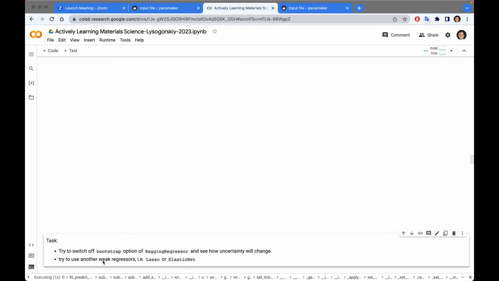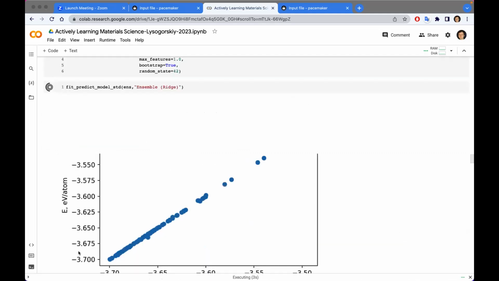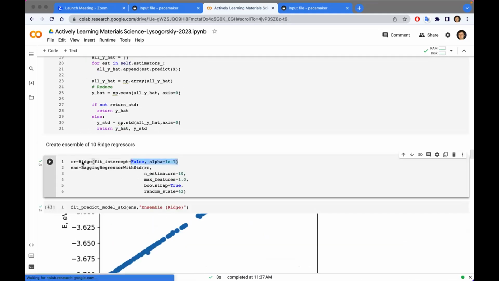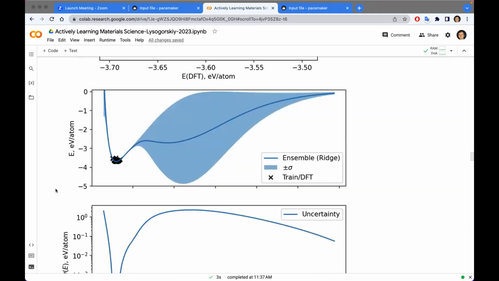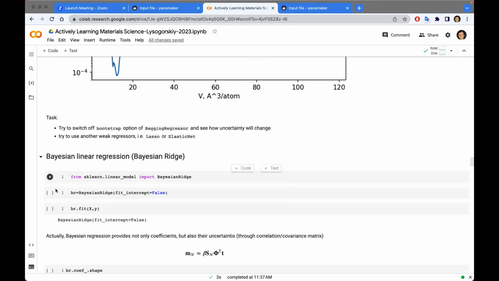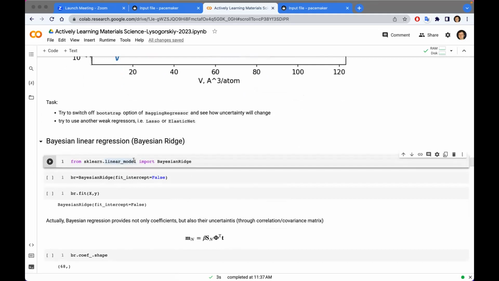You can also try to play with other regressors here. So instead of ridge, you can use lasso or just a linear model and so on. In principle, that should work in a similar manner. Okay, that was ensembling, a frequentist approach to sample uncertainty in the coefficients of the models.